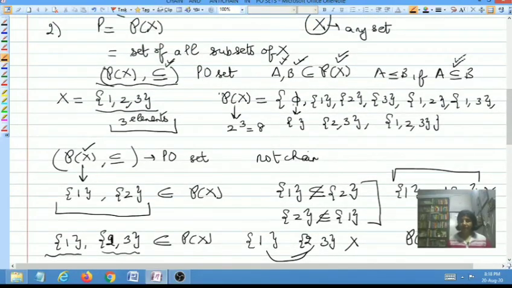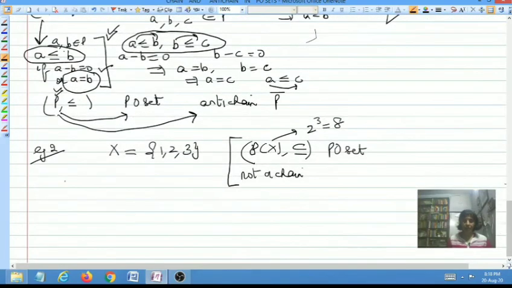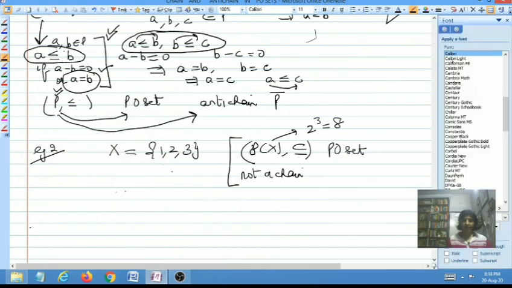You can see the elements of the power set of X over here. If you pick up these two elements, {1} and {1, 2}, these are two elements of the power set of X, and you can see that they are related, because {1} is contained in {1, 2}. But is {1} equal to {1, 2}? No. This means that unequal elements can be related, and this should not happen in an anti-chain. So this is not an anti-chain.